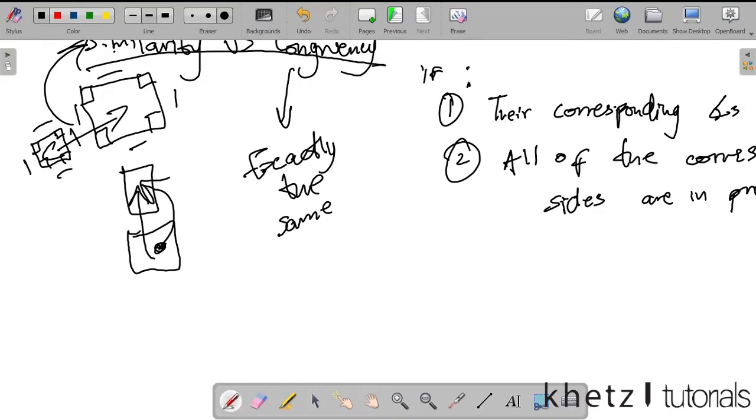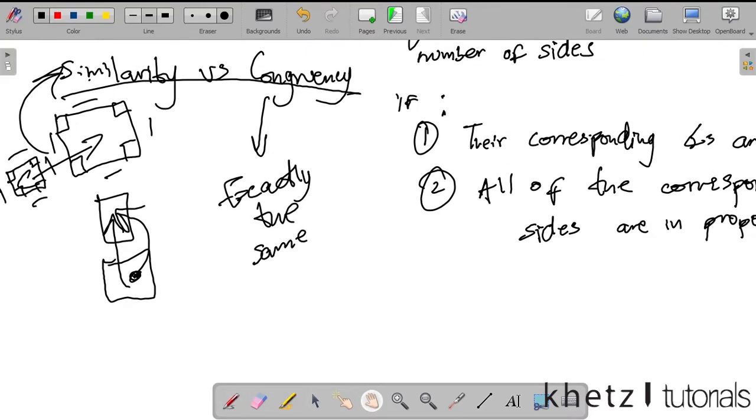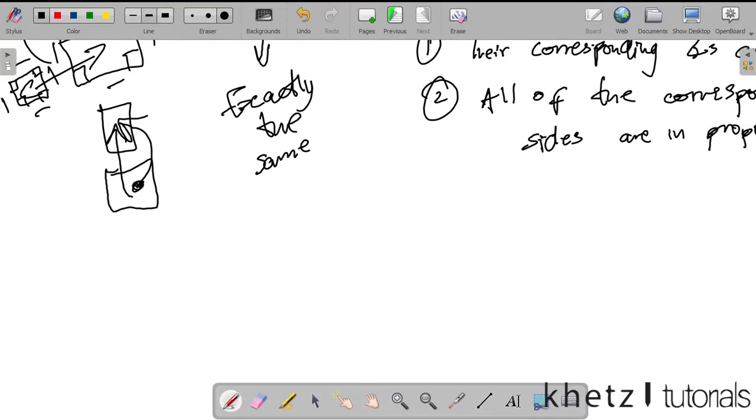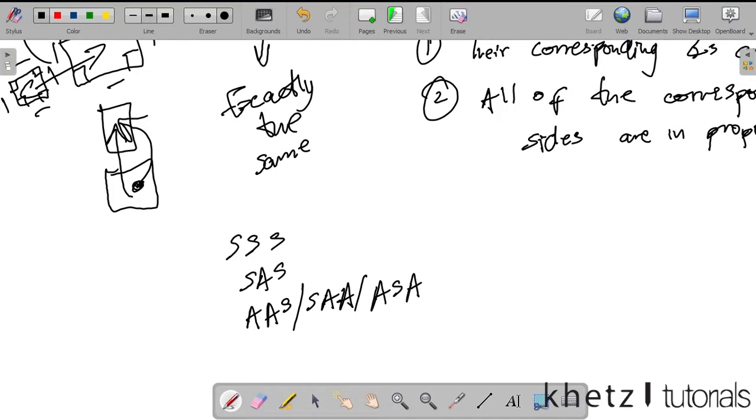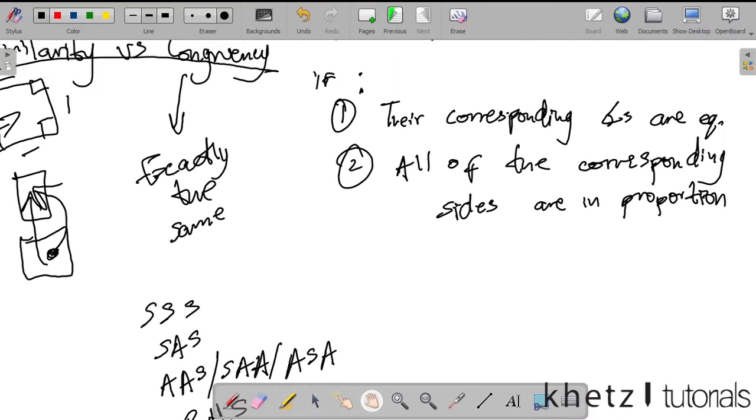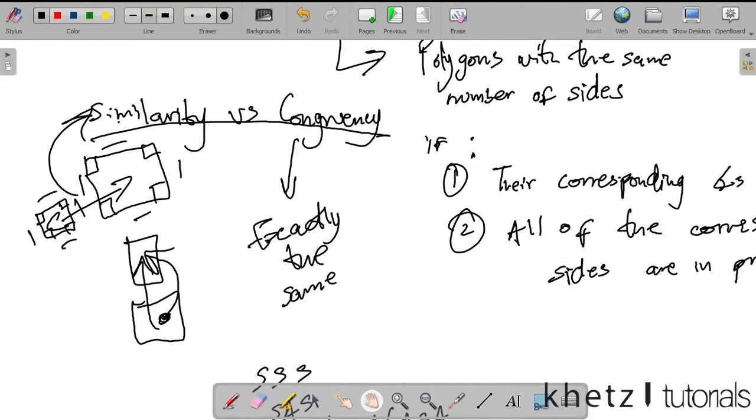Now, the reasons for congruency are basically side-side-side, side-angle-side, angle-angle-side, or side-angle-angle, angle-side-angle, or right angle-hypotenuse-side, right? So that was just a highlight of the difference between similarity and congruency.